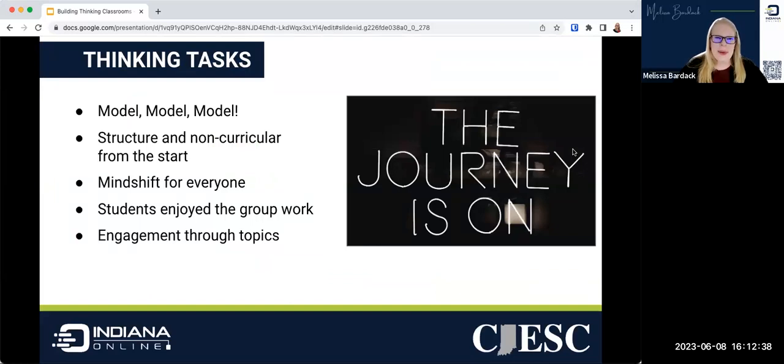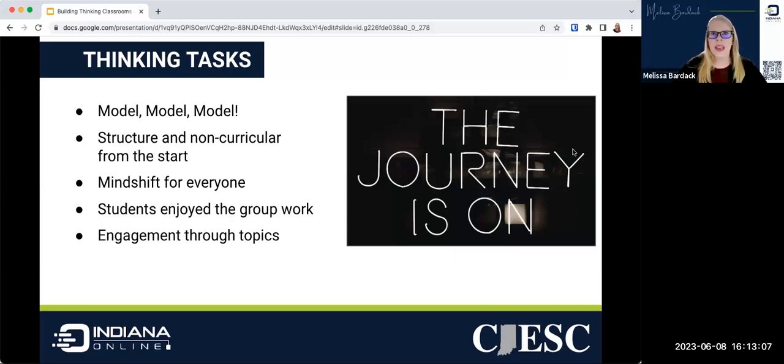With thinking tasks, we had many lessons learned. The first one was to model again for students what a thinking task should look like. What are the expectations for thinking tasks when working through a project such as this? And when we started with non-curricular thinking tasks, it was a lot more achievable for students because there was not the pressure or the expectation of their academic skill.